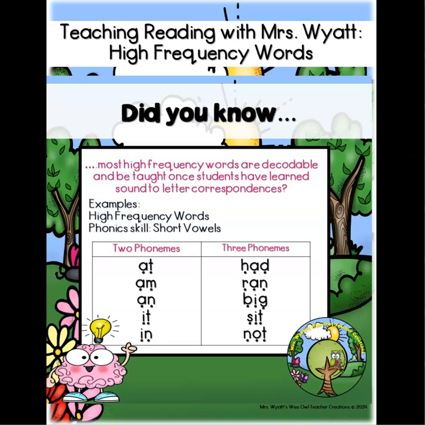So when you're teaching students to read, you can start off with two phonemes. And in this case, once students have learned that sound to symbol correspondence, they should be able to read and spell these words. So this one would be at, am. Once they have mastered words with two phonemes, you can move to three phonemes.